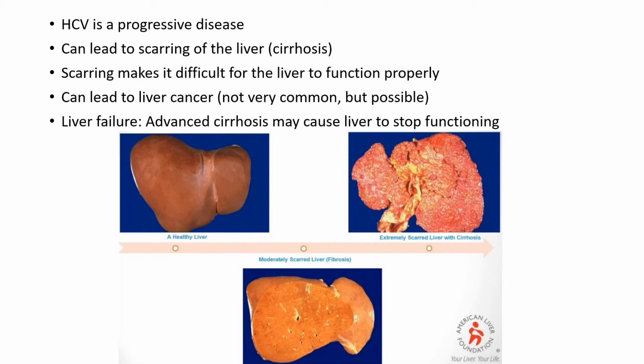Now, hepatitis C virus is a progressive disease. It can lead to scarring of the liver, known as cirrhosis. Scarring makes it difficult for the liver to function properly. This virus can lead to liver cancer, which is not very common, but it is possible with infection. Eventually, ultimately, this disease, hepatitis C, leads to liver failure, which is an advanced cirrhosis that may cause the liver to stop functioning.